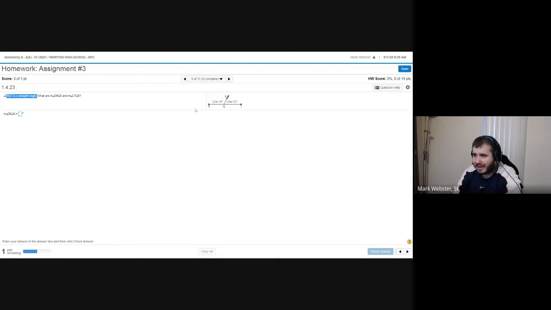RQT is a straight angle, right? RQT is a straight angle. And a straight angle is how many degrees to it? That's right. That's exactly right. 180 degrees. So now you know the whole thing. The whole is 180. The two parts are 15x plus 3 and 10x plus 2. And so just part plus part equals whole. Just like we've been doing.